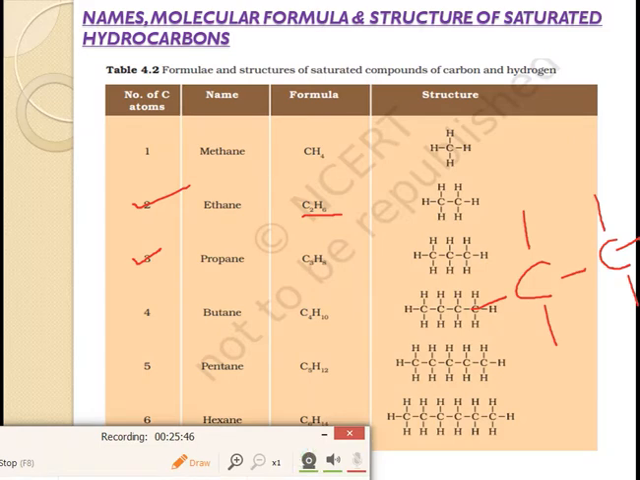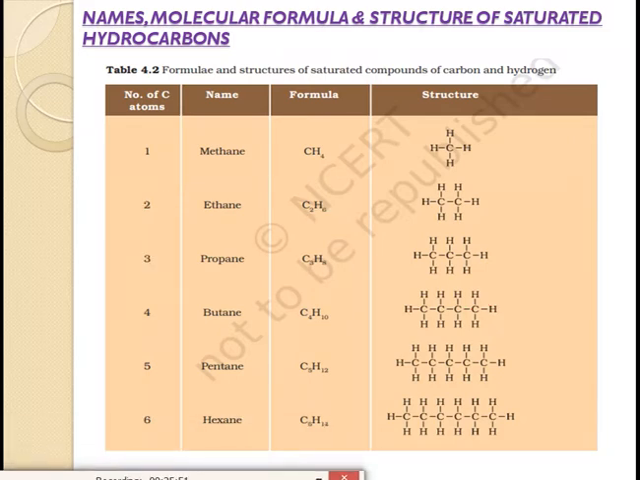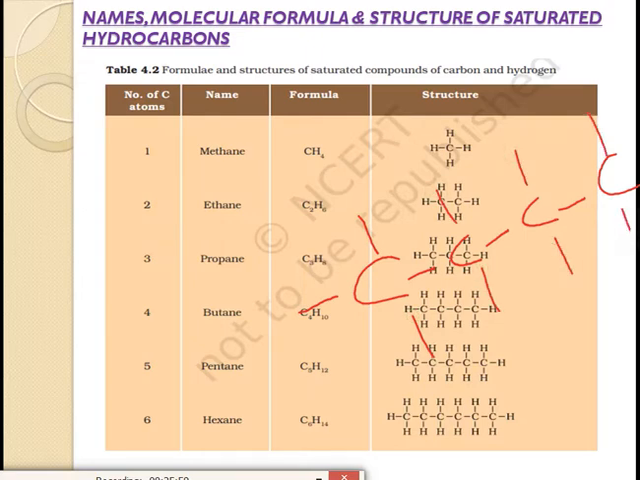Butane has 4 carbon atoms. So for 4 carbon atoms, you will draw a long chain having 4 carbon atoms, 1, 2, 3 and 4, and you will put the 10 hydrogens on all the 4 carbon atoms. So this is the structure for butane.